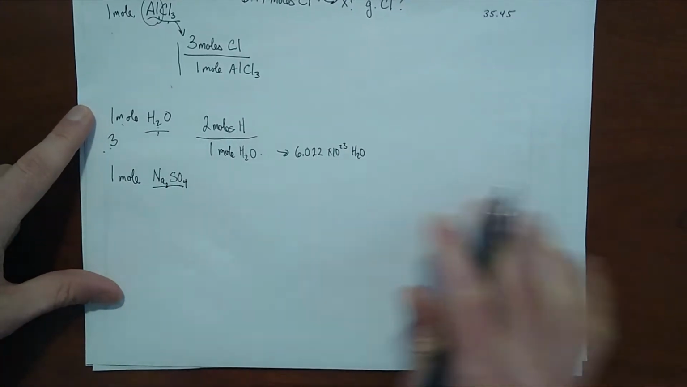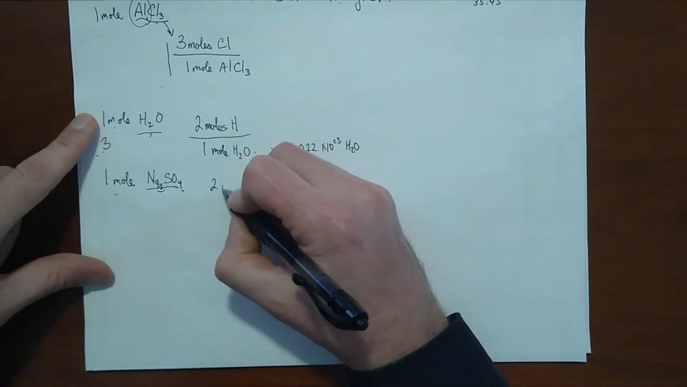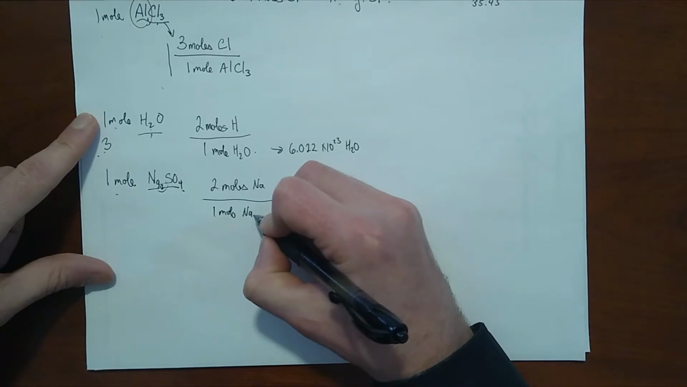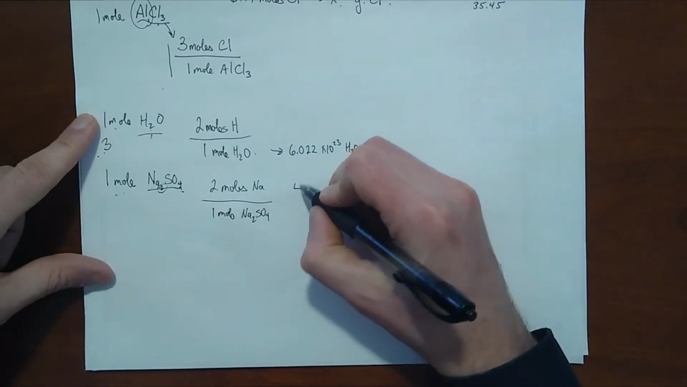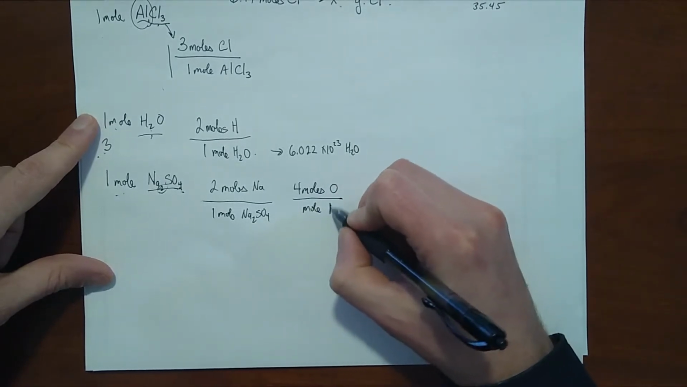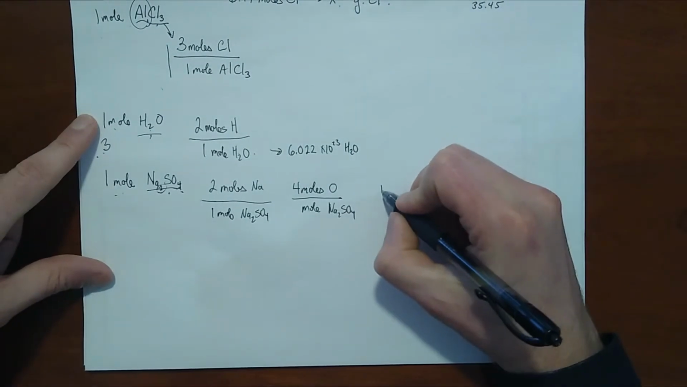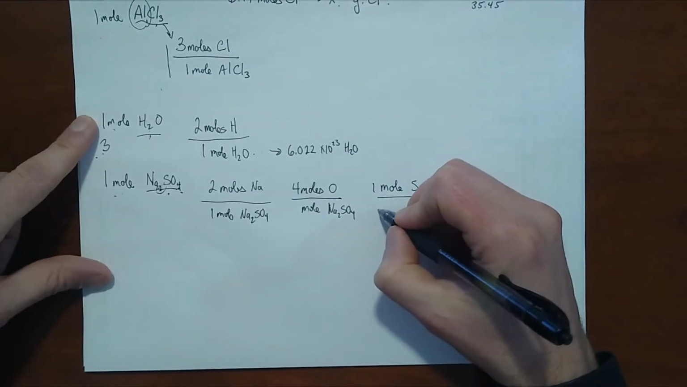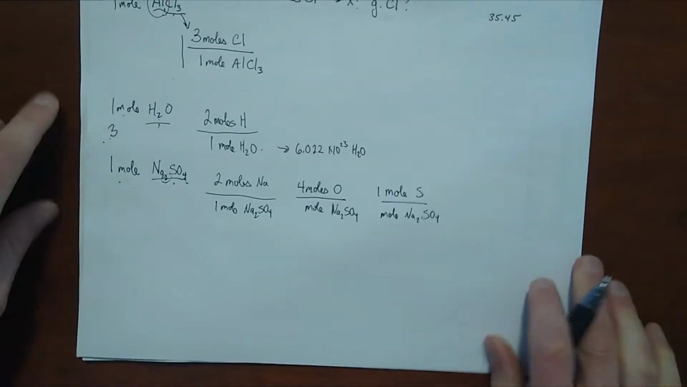In sodium sulfate, I have 2 moles of sodium for every mole of sodium sulfate. I have 4 moles of oxygen for every mole of sodium sulfate. And I have 1 mole of sulfur for every mole of sodium sulfate. So I can use these as conversion factors if they are convenient for the conversion that I'm trying to perform. So that's something useful to keep in mind. It will allow you to make some of these conversion problems shorter if you can recognize this.